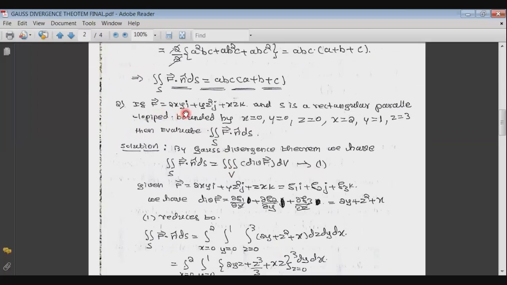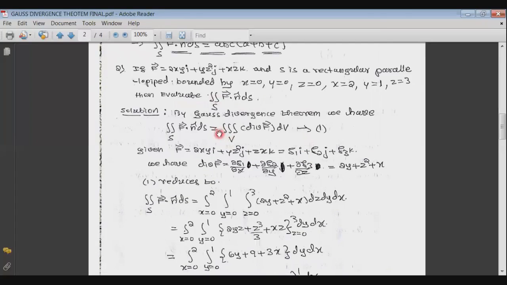If f bar equals 2xy i plus y square j plus xz k, and S is the rectangular parallelepiped bounded by x equal to 0, y equal to 0, z equal to 0, and x equal to 2, y equal to 1, and z equal to 3, evaluate, that is again we have to evaluate the double integration over the surface S, f bar dot n cap dS. Now by Gauss divergence theorem, we have double integration over S, f bar dot n cap dS equals triple integration over the volume V of the divergence of f bar into dV.